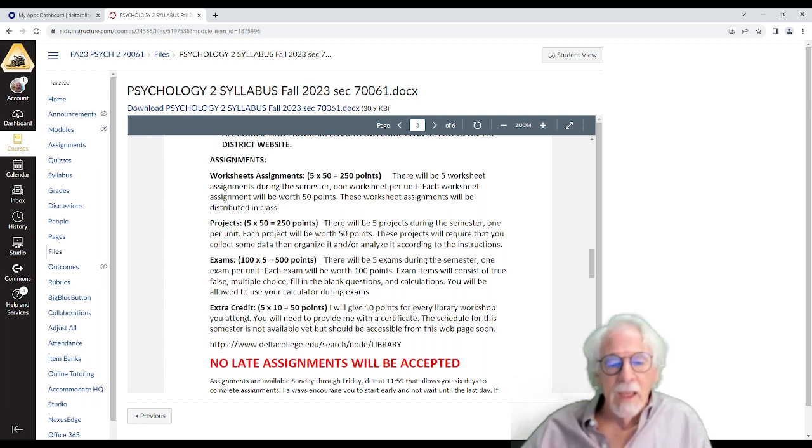You also have the opportunity for 50 points of extra credit. The library does workshops on researching, plagiarism, how to use the library, and how to write some papers. You can attend up to 5 of them. For every certificate you send me showing that you completed a workshop, I will give you 10 points, so you can gain up to 50 points of extra credit.